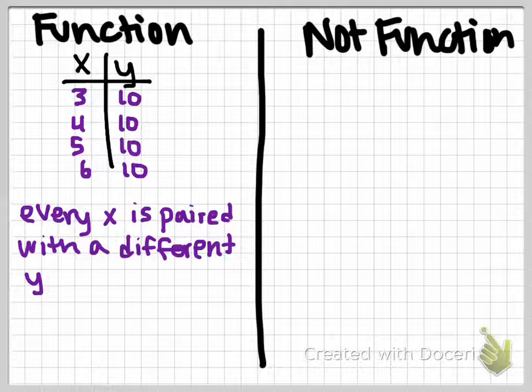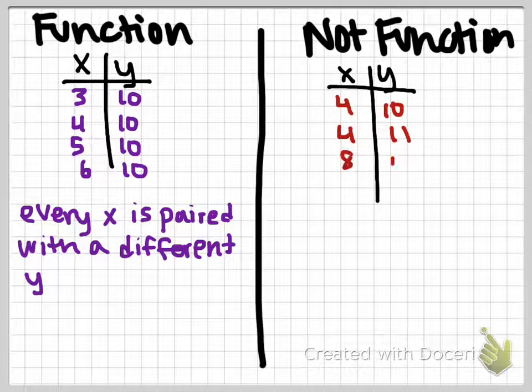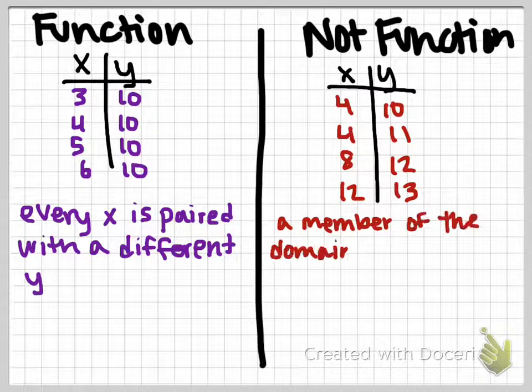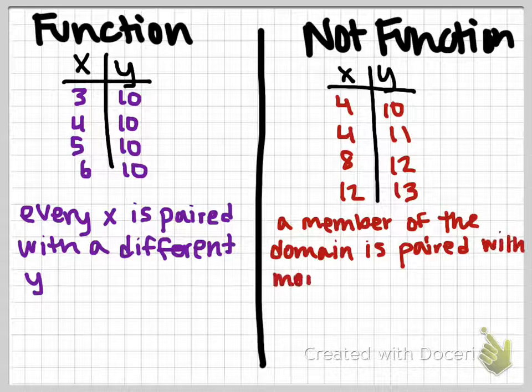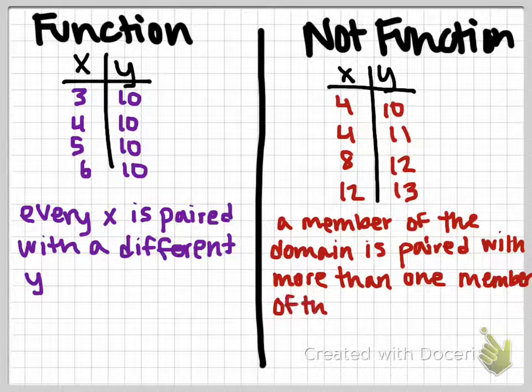A not function table would look something like this: 4, 10, 4, 11, 8, 12, 12, 13. This is a problem because we have two 4s in our x column, meaning that the 4 goes with the 10 and the 11. It pairs with 2 y's. So this is not a function because a member of the domain is paired with more than one member of the range.